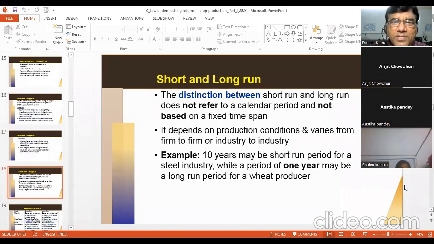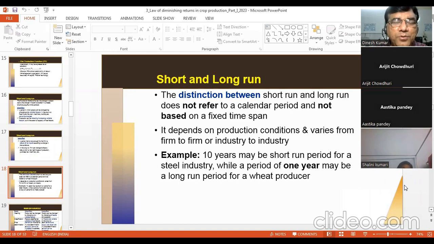Now, just see some difference in short and long run. The distinction between short run and long run does not refer to calendar period and is not based on a fixed time span. It will vary with the kind of business, kind of activities, or kind of subject that is under operation. So it depends on the production conditions and varies from farm to farm. For one particular farm, 5 years may be a short run, and 10 years may be long run.